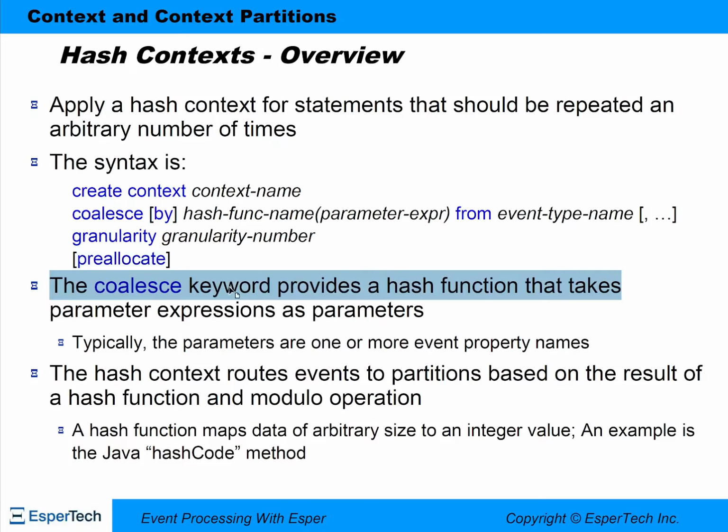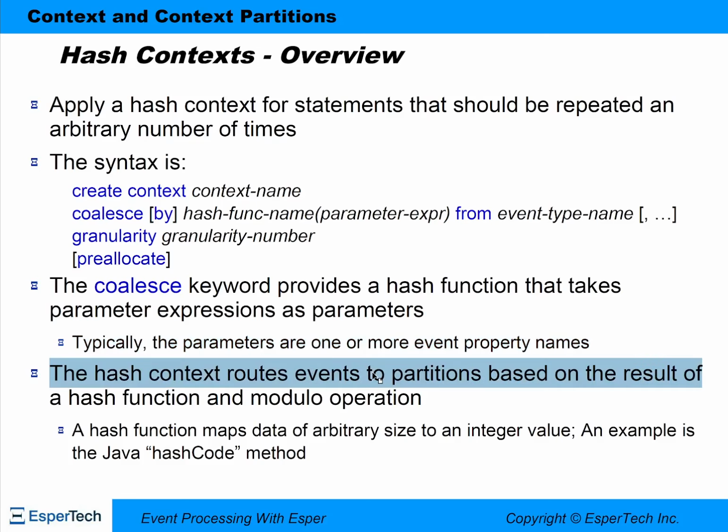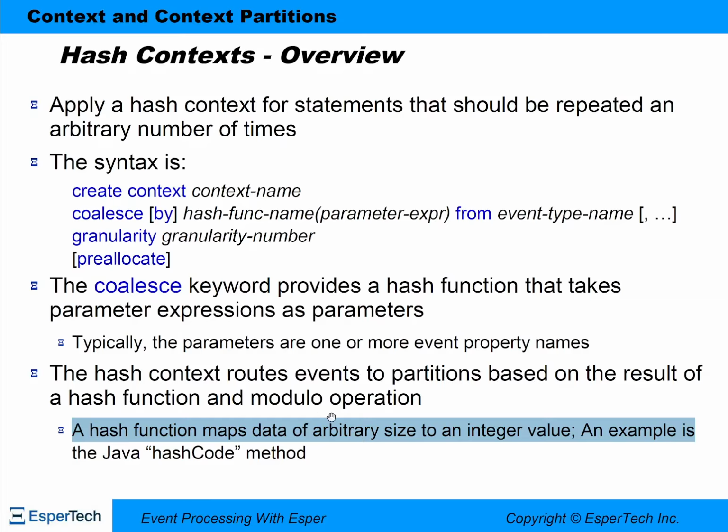The coalesce keyword provides a hash function that takes parameter expressions as parameters. Typically, the parameters are one or more event property names. The hash context routes events to partitions based on the result of a hash function and modulo operation. A hash function maps data of arbitrary size to an integer value. An example is the Java hashcode method.